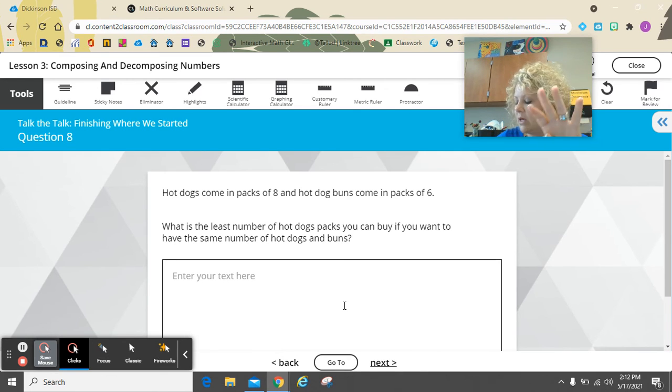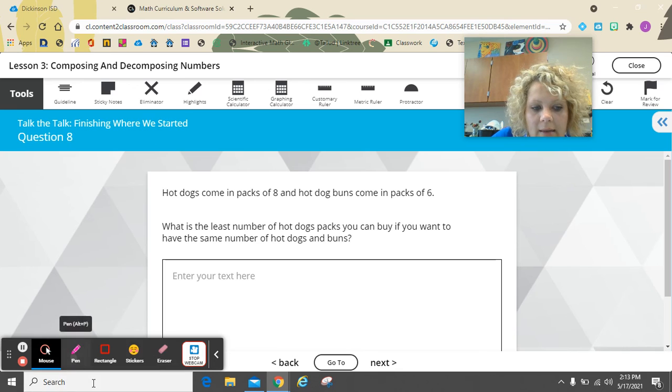So there's 4 total. I'm going to do the first one with you, and then you're going to do the last 3 and submit them, and I will give you a grade for that. So we're back to those hot dogs. They come in packs of 8 and packs of 6. The least number of hot dog packs you can buy if you want to have the same number of hot dog buns. So we want to figure out 2 different quantities, but we want the same amount. So I know that I will be utilizing the least common multiple, because we are talking about the same cycle. We want to make sure that we have the same number of hot dogs and the same number of buns.